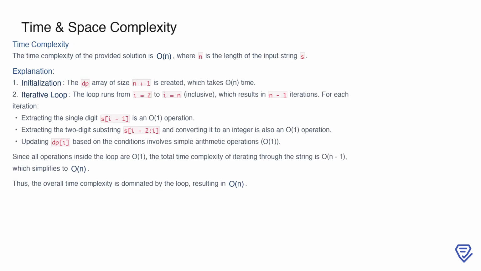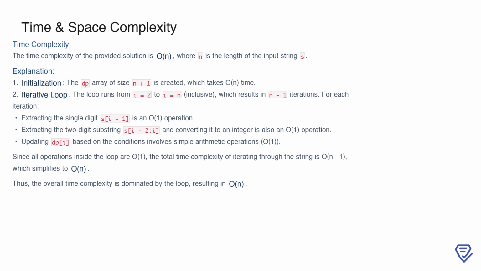The time complexity of this solution is O(n), where n is the length of the input string. This is because the algorithm processes the string in a single pass. First, we initialize a dynamic programming array, dp, of size n+1, which takes O(n) time to allocate. Then, the main computation happens in an iterative loop that runs from index 2 to n.